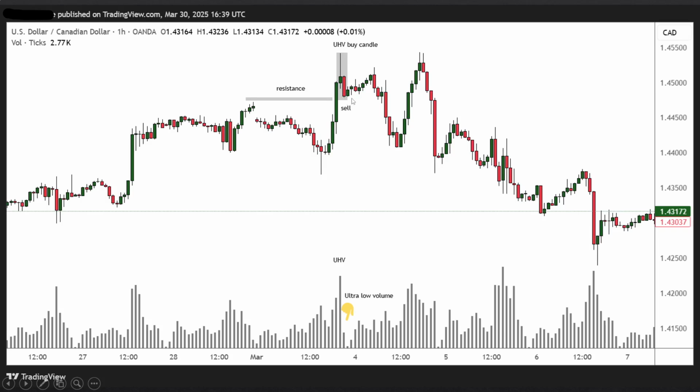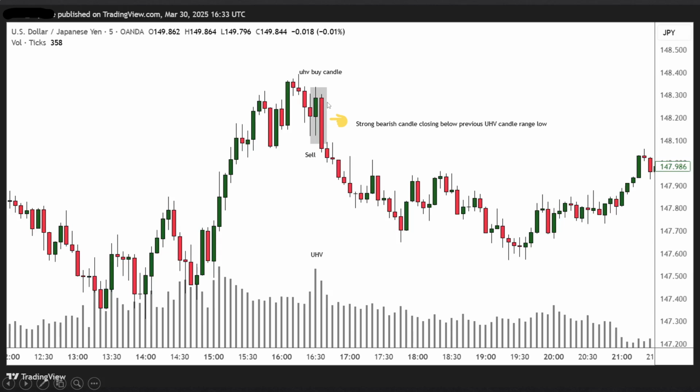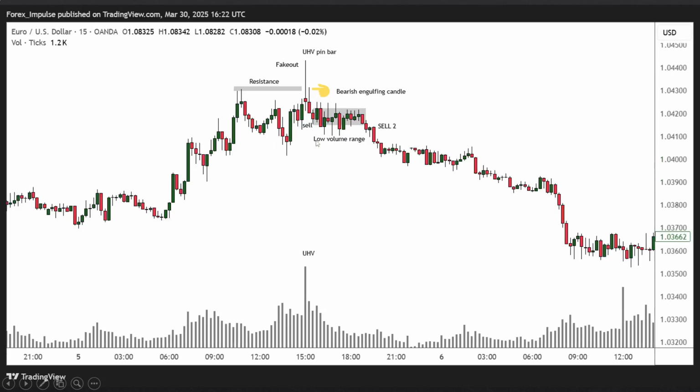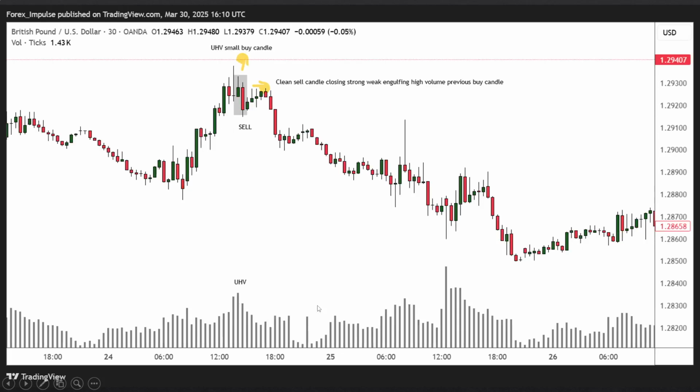You should sell there. Again there was a buy candle and the next candle closed below the low of the previous buy candle, ultra high volume candle, then it was a sell setup. Again there was a pin bar and the next candle closed below the low of the pin bar with a low volume, that was a sell setup. Again there was a buy candle and the next candle closed below the bottom of the high volume buy candle, that was the sell setup.